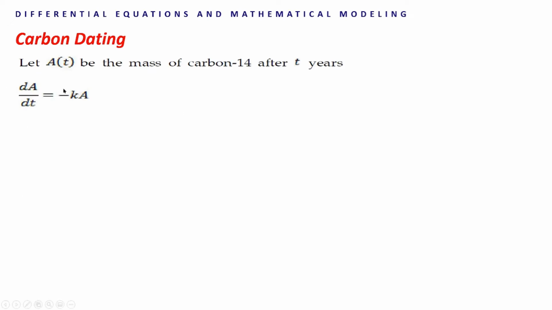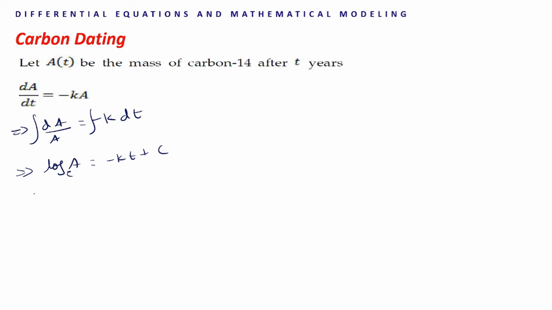Let A of t be the mass of carbon-14 after t years. Now the rate of change of this mass is proportional to the mass. So that is dA by dt equal to minus k into A. Since over a period of time the mass reduces, we have a negative k here. Now from this we have dA upon A equal to minus k dt. We can integrate both sides. So we get log A equal to minus kt plus c.